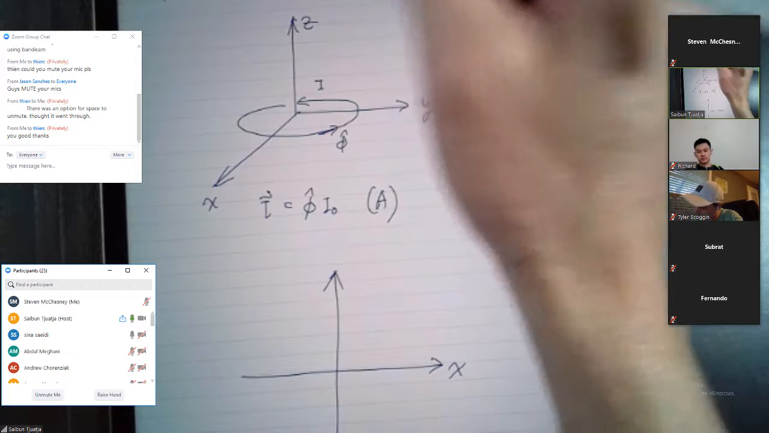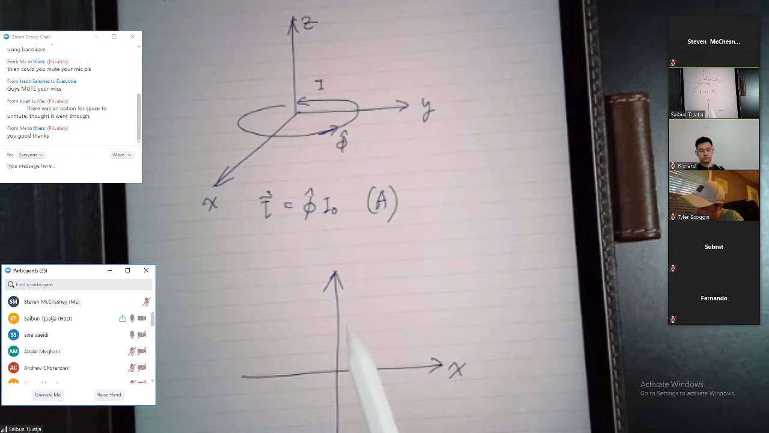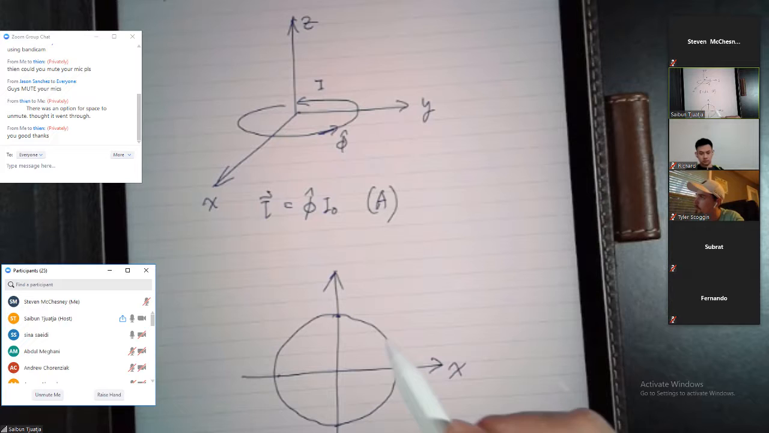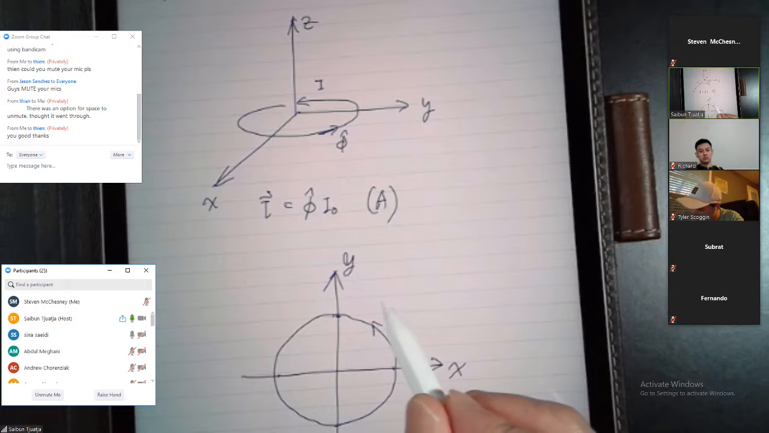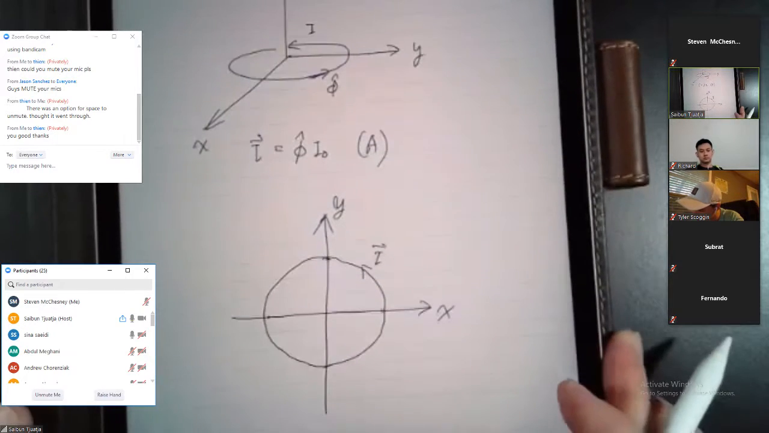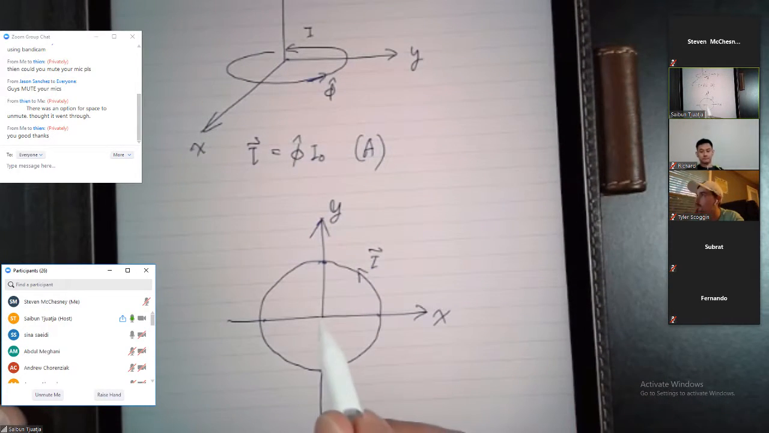So I have essentially a circle, right? I make a loop on the XY plane. The current is flowing in these directions. So this is Y, and this is the I vector. Can you see that? And I ask you what's the field at this point.